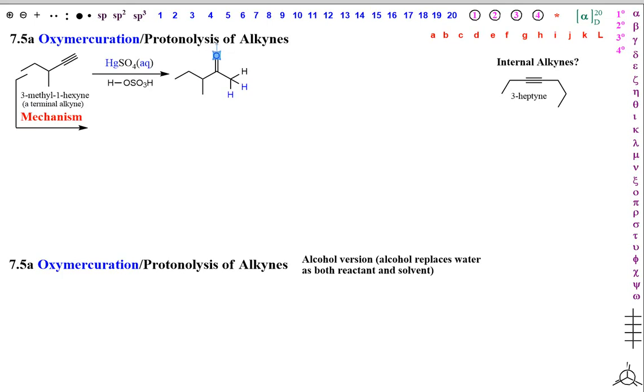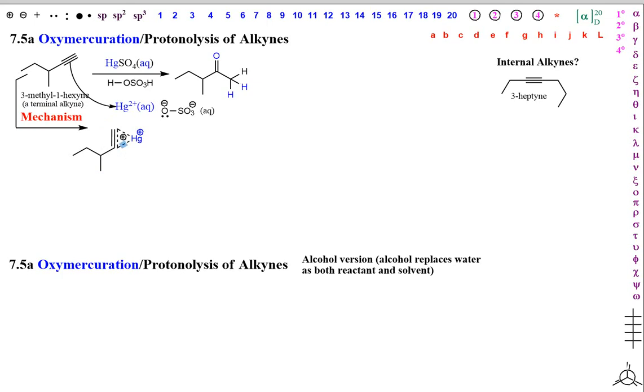Mechanism starts with mercury sulfate in its ionized form, depicted here. Mercury 2+ ion and sulfate ion, same as this. The pi electrons are very attracted to the mercury, as they were in Chapter 6, generating this cyclic mercuronium ion, which will undergo reaction with water. Which carbon will be attacked? Will be the more substituted carbon.